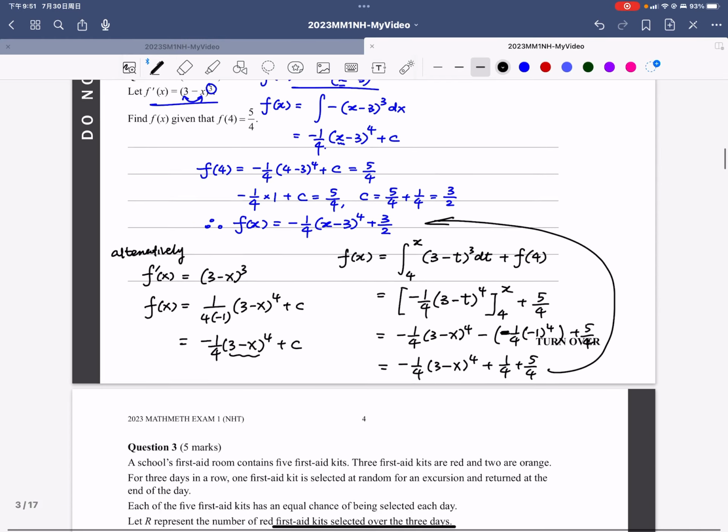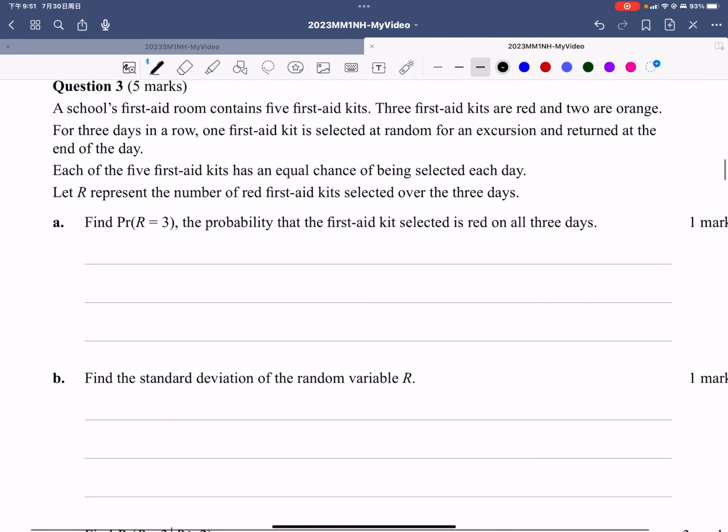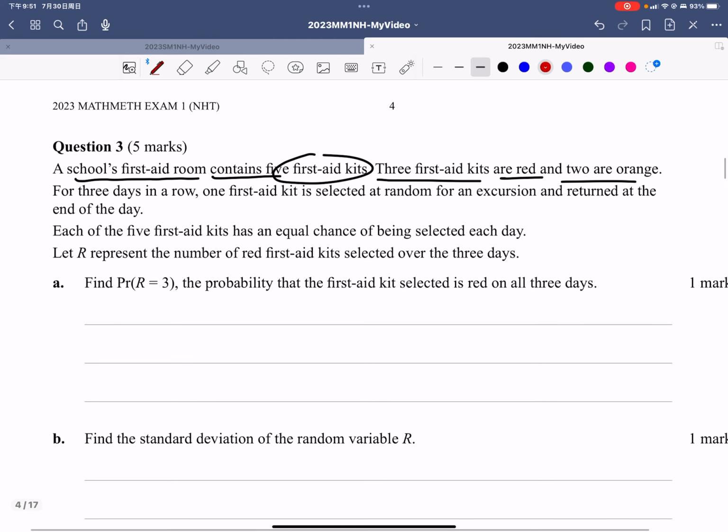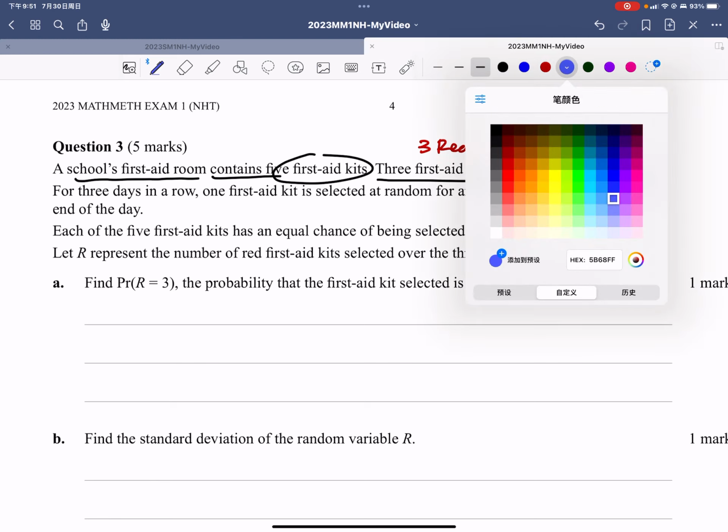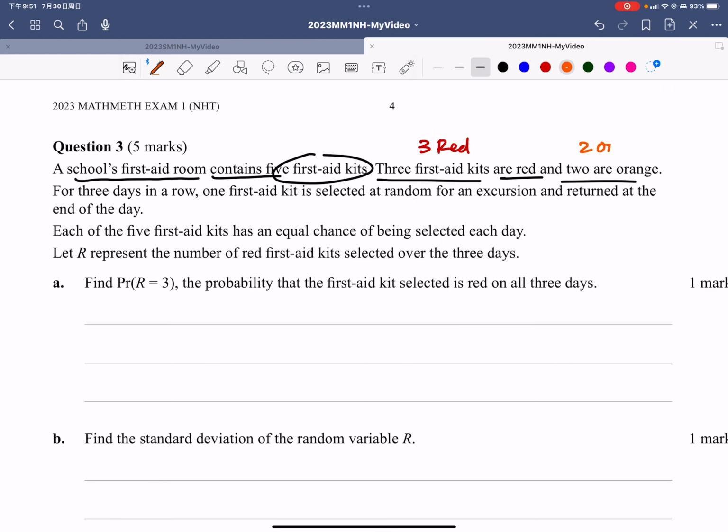Right, so the next one. The school's first aid room contains 5 first aid kits. 3 first aid kits are red and 2 are orange. Okay, so 3 red and 2 orange. For 3 days in a row, 1 first aid kit is selected at random for an excursion and returned at the end of the day. Very important: if they mention the phrase return, that is sampling with replacement.